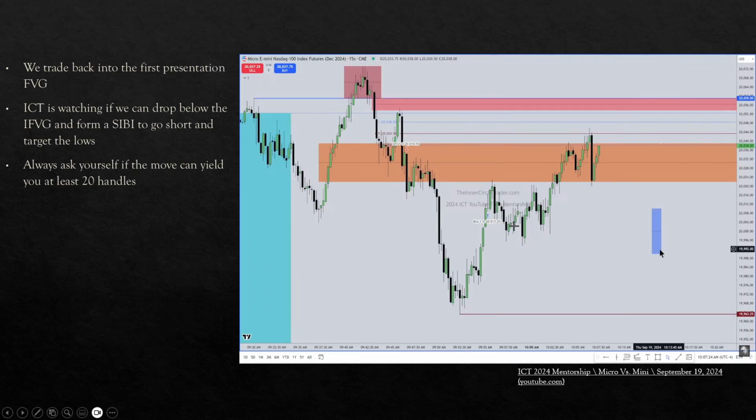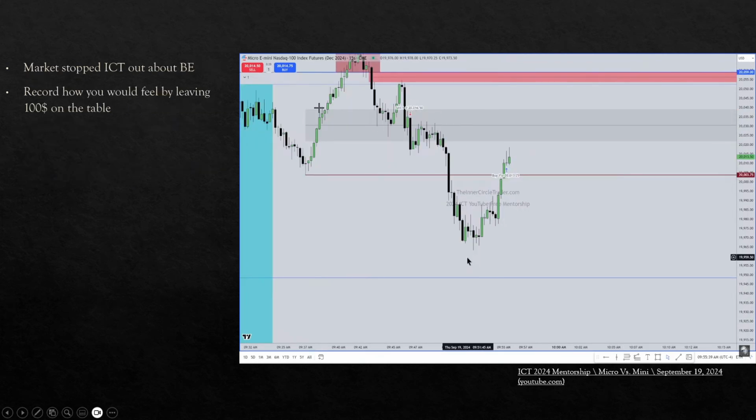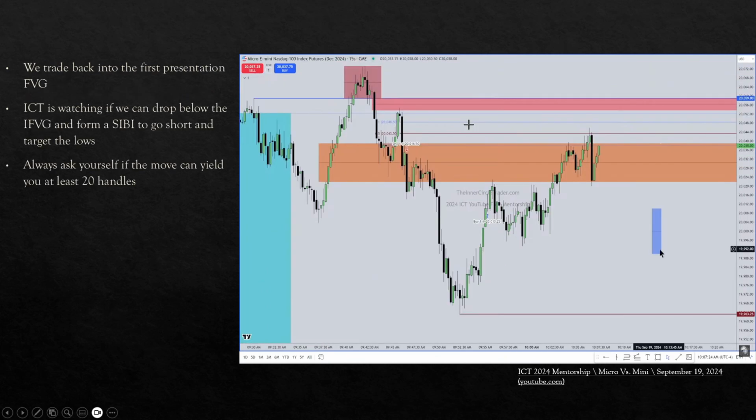So we're trading back into the first presentation fair value gap, which is now shaded in orange. Remember, this was the gray shaded area, which now turned orange. And ICT is watching if we can now drop below this inversion fair value gap, which is the first presentation fair value gap as well. And then if market drops below that, we should form a SIBI somewhere right here to go short and target the lows right here. And always ask yourself, can the move yield you at least 20 handles?